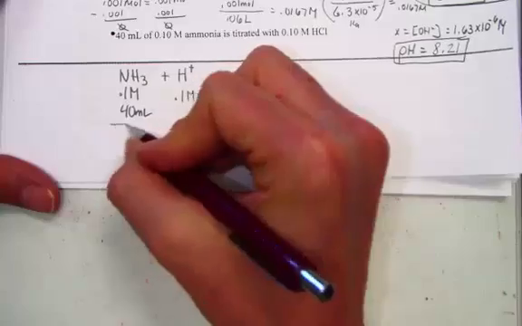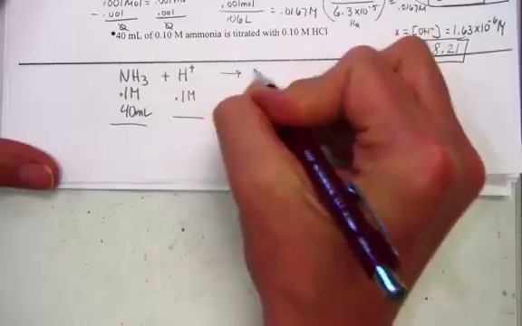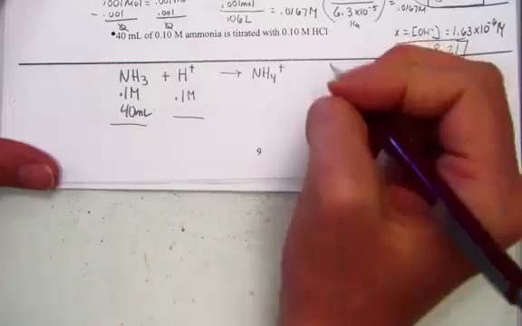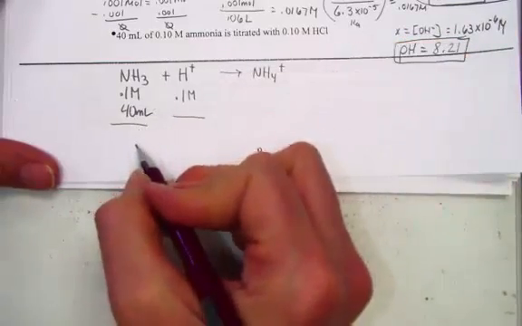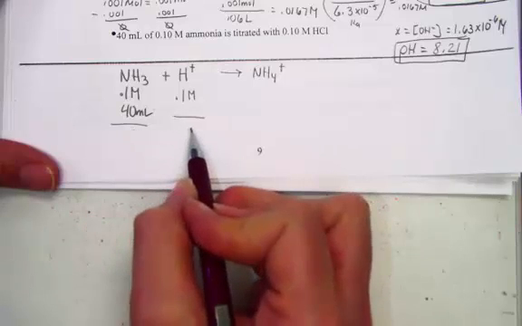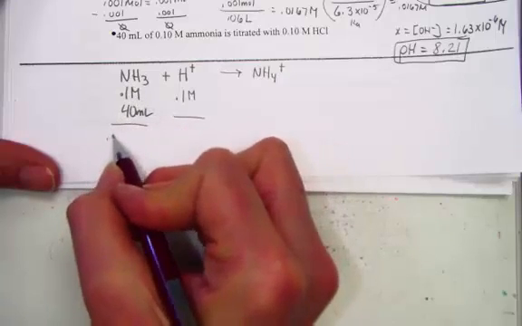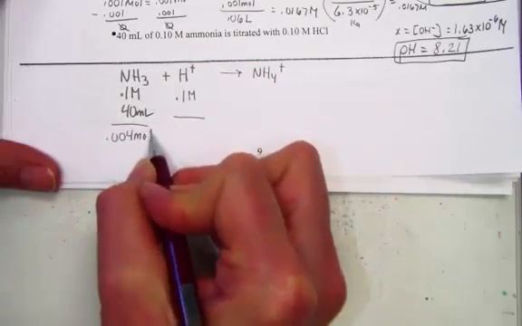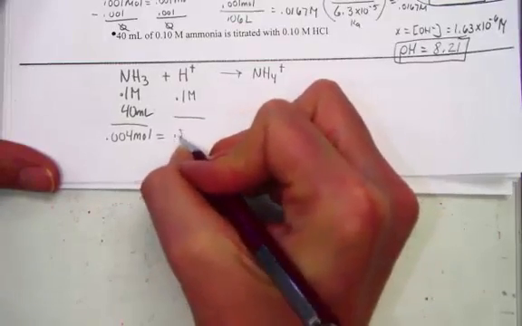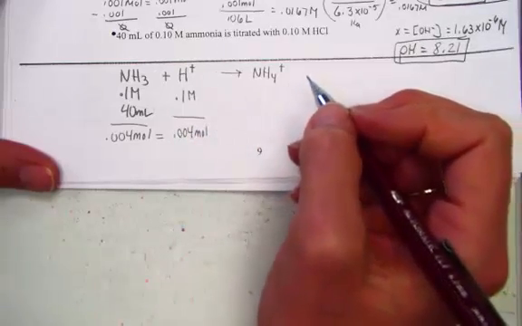I know at the equivalence point we have an equal number of acid moles as base moles. And on the product side, we are forming the conjugate acid of ammonia, called ammonium. The very meaning of equivalence point means equal number of moles of base as moles of acid. Molarity times liter for the base shows us a value of 0.004 moles of ammonia. Knowing that the equivalence point means equal parts acid and base, we also know we have 0.004 moles of H+.